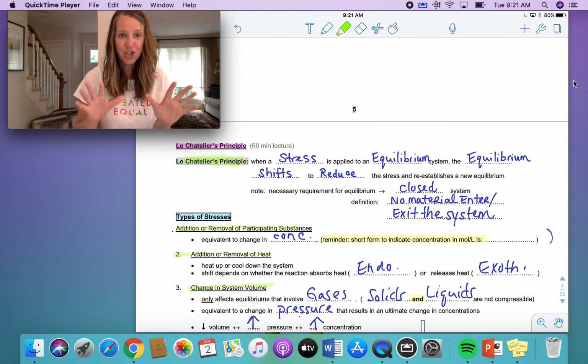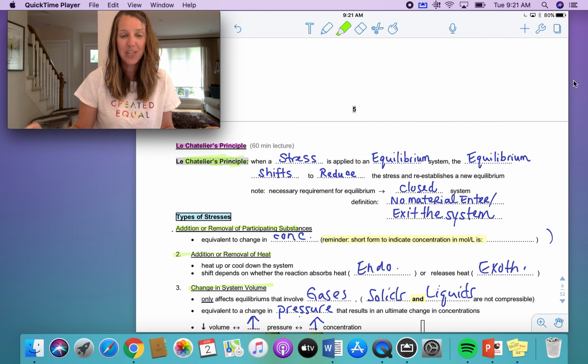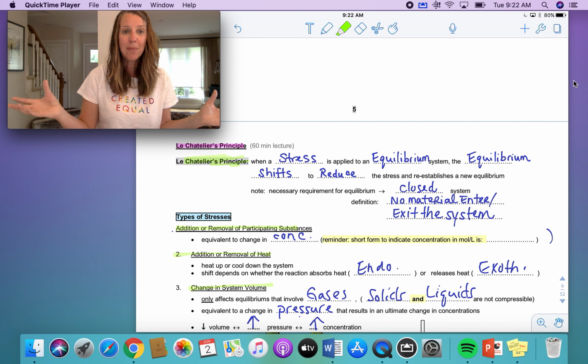Okay, so Le Chatelier's principle, right? When a stress is applied to an equilibrium system, the equilibrium is going to shift to reduce that stress, and a new equilibrium is going to be established. Now, a couple of things to remember. We're talking about a closed system. So that's like a container with a stopper on the top, if you think of it that way. You don't want to be having a system where anything can enter or exit once that equilibrium is established.